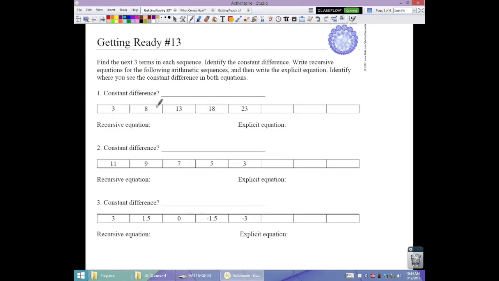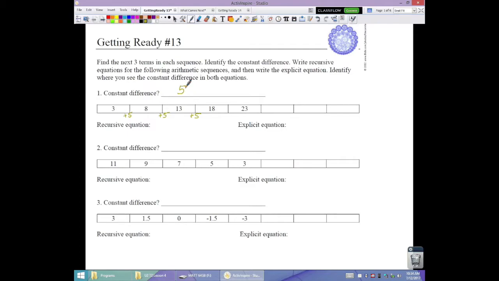Okay, getting ready 13. We're starting out looking at some arithmetic sequences, and we're to identify the constant difference and then write both recursive and explicit equations. So, constant difference is what we usually call that constant rate of change. What is the pattern here? So we see it's adding 5, from 8 to 13 adds 5, from 13 adds 5. Okay, so our constant difference is positive 5.